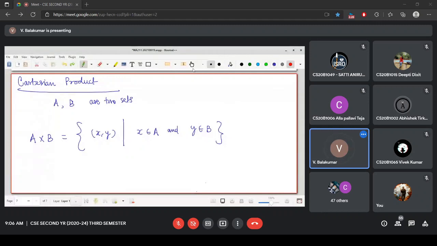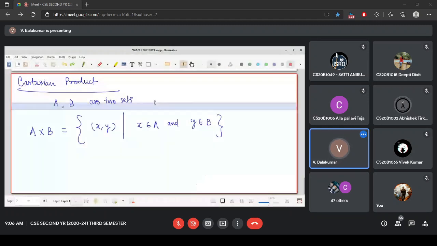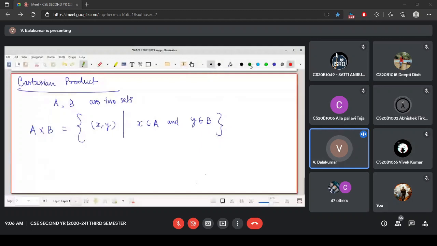Is it okay? This is the Cartesian product of two sets. And the Cartesian product of n sets also we can write. Let me give you n sets, named like this. What I need is the Cartesian product of all these sets. This cross mark tells you the Cartesian product definition.